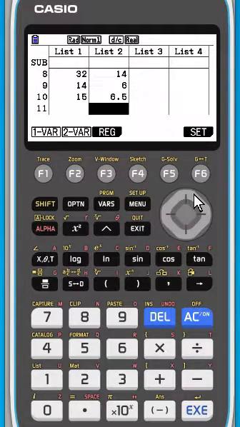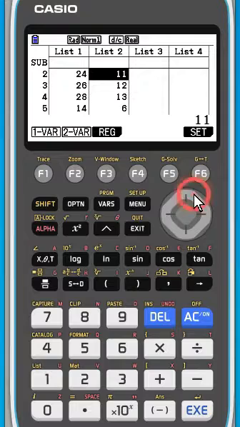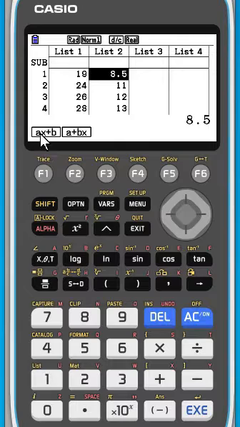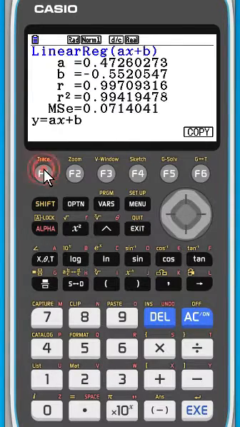Okay, so we have list 1 and list 2, and we would like to find out the equation of the best fit line. So I'll push F3, and I would like to do a standard, so F1 and ax plus b. Okay, there you go. So you see our r square value is 0.99, so the equation fits very well. So the line equation is 0.47x minus 0.55.